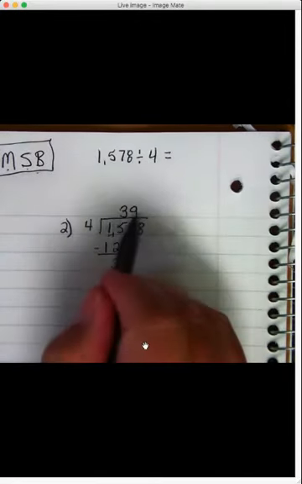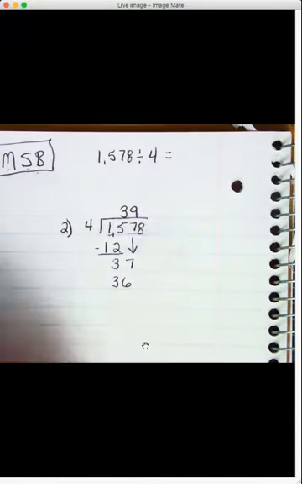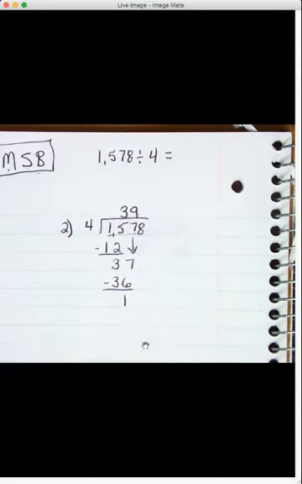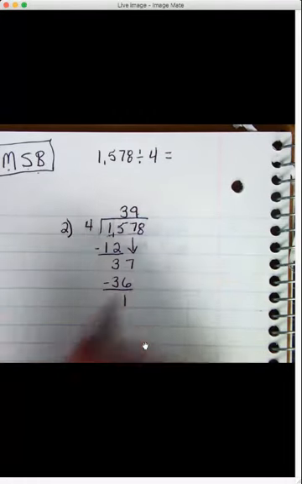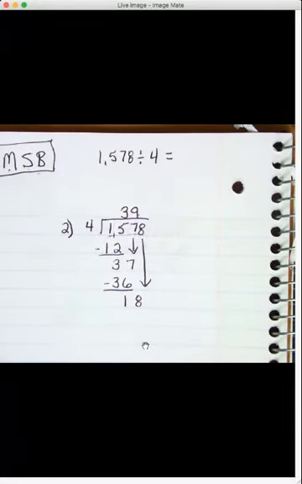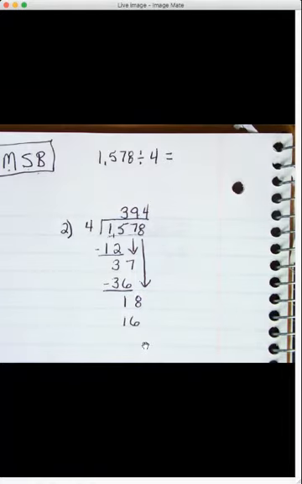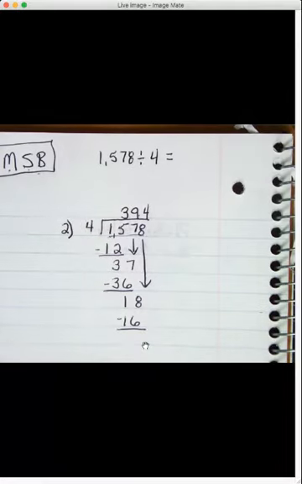Mama multiply. 9 times 4 is 36. Sister subtract. 37 minus 36 is 1. Brother, bring down that 8. And start all over. Daddy divide. 18 divided by 4. It's going to go 4 times because 4 times 4 is 16. Okay, mama multiply. 4 times 4 is 16. Sister subtract. 18 minus 16 is 2.